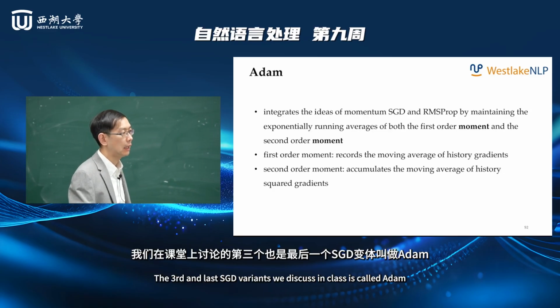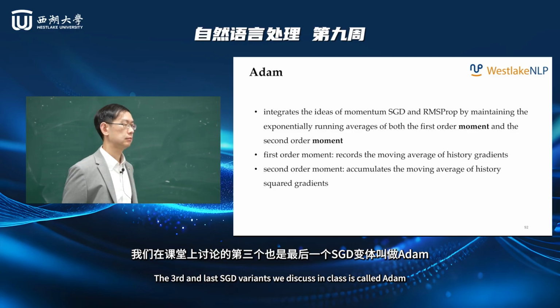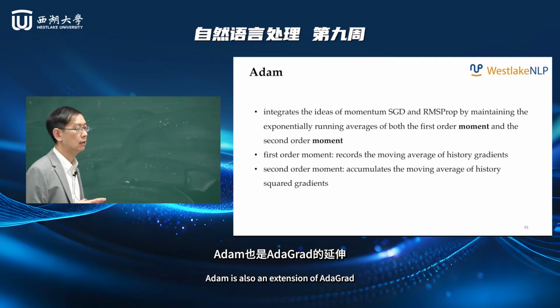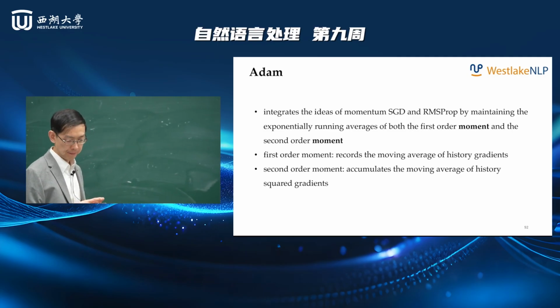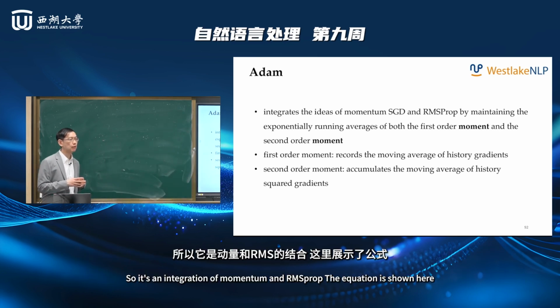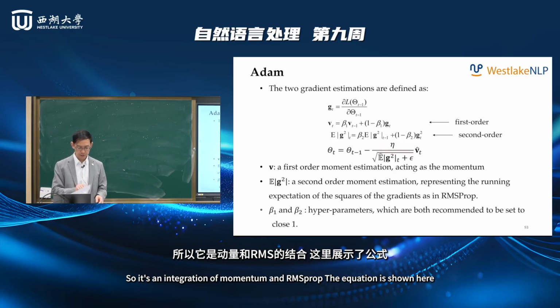The third and last SGD variant we discussed in class is called ADAM. ADAM is also an extension of AdaGrad. It uses the thinking of RMS Prop. I accumulate history updates, but in addition to this, I also introduce momentum. So it's an integration of momentum and RMS Prop. The equation is shown here.